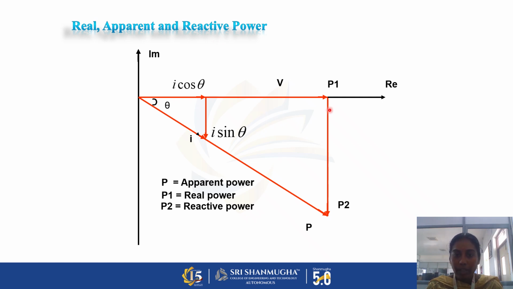So the real power is here, and the reactive power is here. P is the apparent power, P1 is the real power, and P2 is the reactive power. So the hypotenuse of this triangle indicates the apparent power P, the adjacent side is the real power, and the opposite side is the reactive power, with respect to the power factor cos theta.